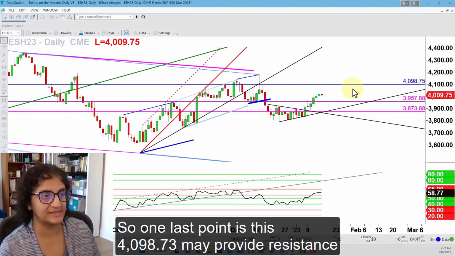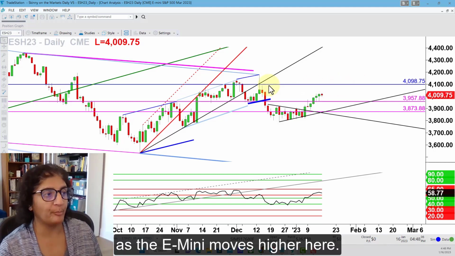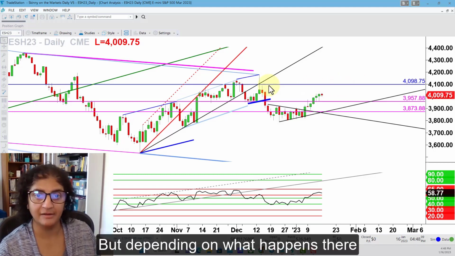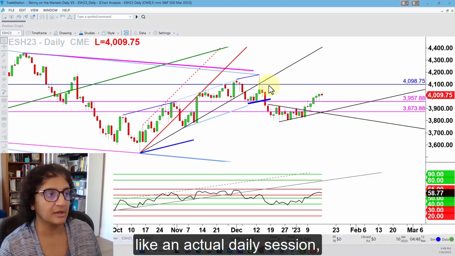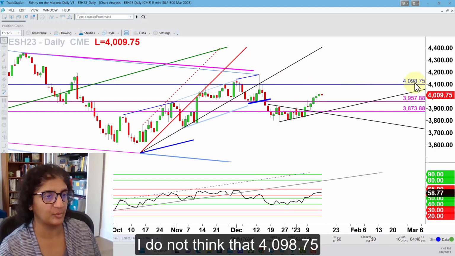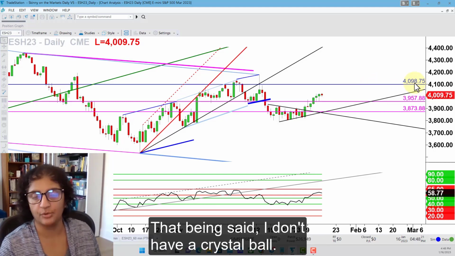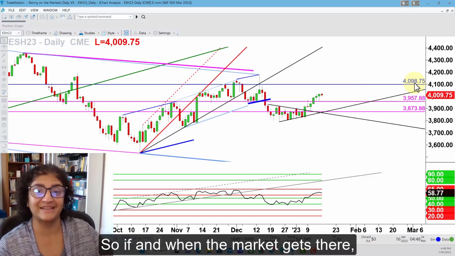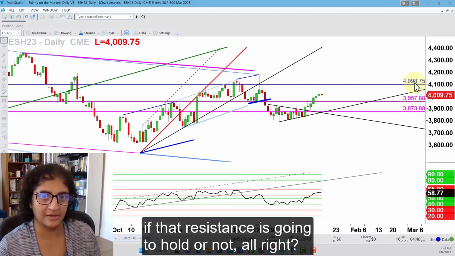So one last point is this 4098.75 may provide resistance as the E-mini moves higher. But depending on what happens there and what kind of bar action we see, like an actual daily session, there's more room for it to continue higher above that. I do not think that 4098.75 is going to be a significant resistance level. That being said, I don't have a crystal ball. So if and when the market gets there, that's when you monitor closely to see if that resistance is going to hold or not.